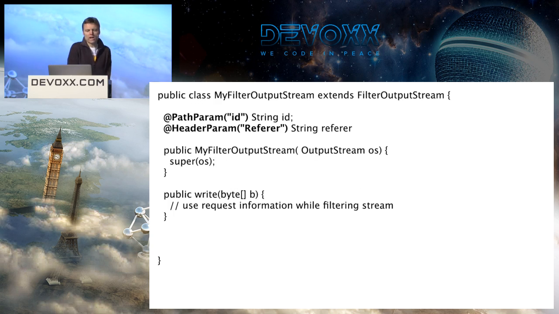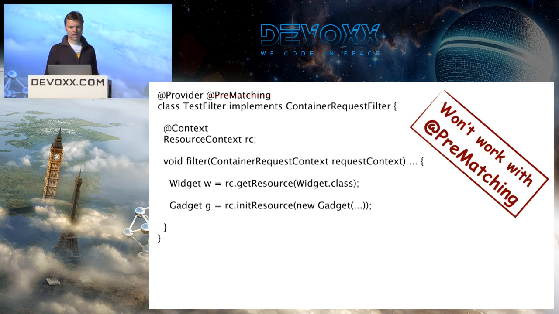So when I override in the output stream filter, for example, the normal write method, inside that method I have all the current request information available. One thing to note is, of course, the injection of the resource context doesn't work in a pre-matching filter, because it's just returning null. There is nothing there to inject because we don't know this at this point.